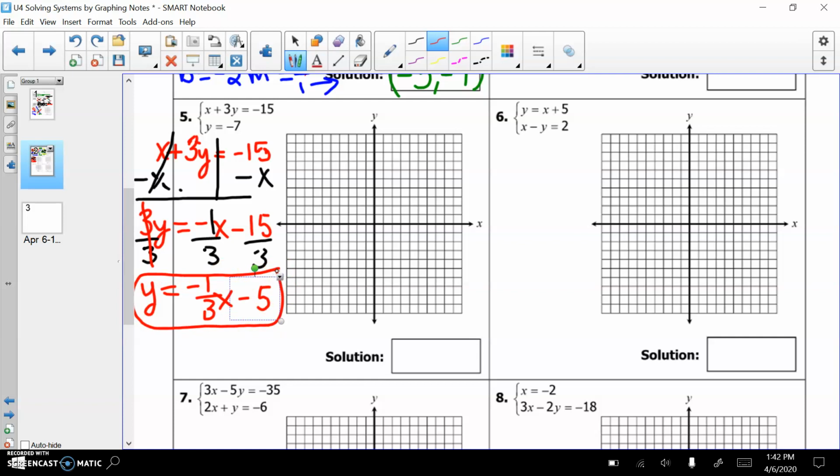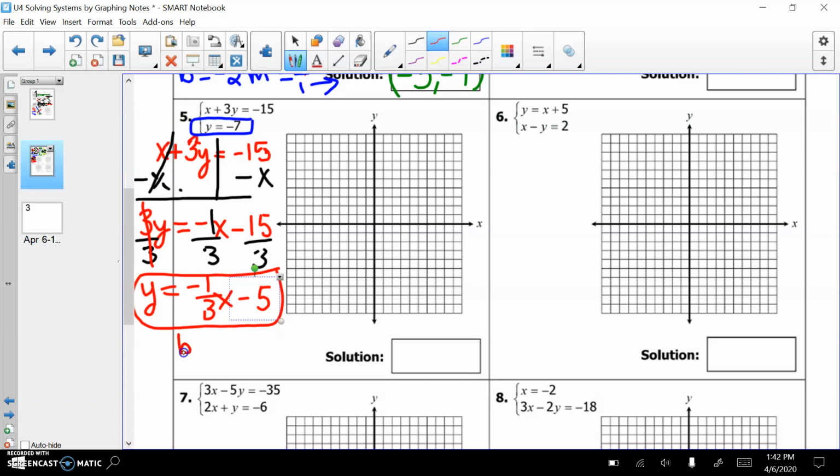Looking at number 5, looking at the second equation we're given. Okay, so this equation right here, y is by itself. So that one's actually ready to go. That's why I want to go over this one with you guys, because that one's just a little bit different. It's one of those special cases that we kind of talked about. I'm going to go ahead and graph the red line first, though.